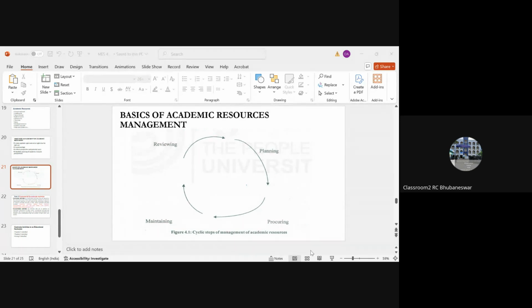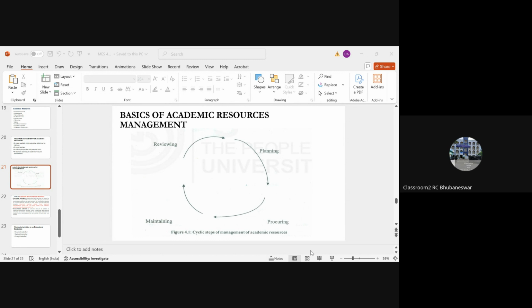That should not be done. One is planning, procuring, maintaining, then reviewing. Time to time review must be there in any work, any activity. If there is no review, everyone cannot become conscious, everyone cannot be aware to perform their duty effectively and timely.